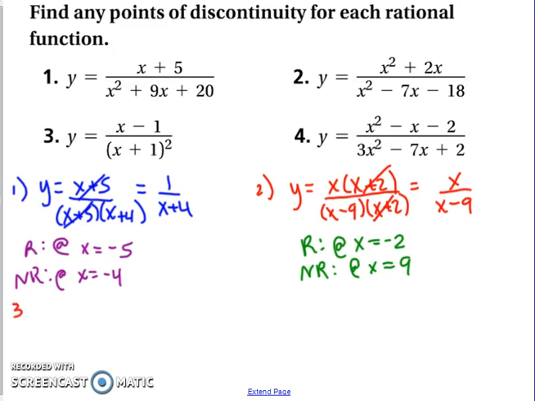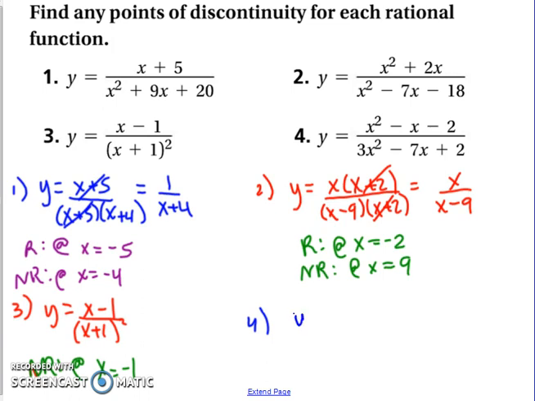Okay, so for 3, I'm going to see if I can factor, which I can't. It's already factored for me at the bottom, so x plus 1 squared. Nothing's going to cancel out, so I just have non-removable at x equals -1. And there's no removable since nothing was canceled out.